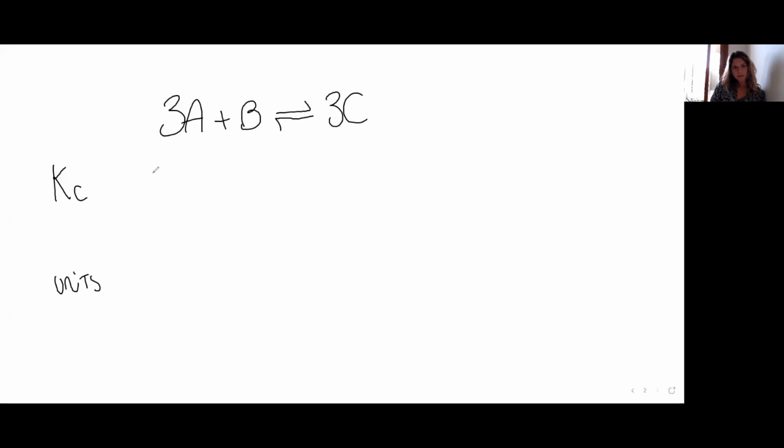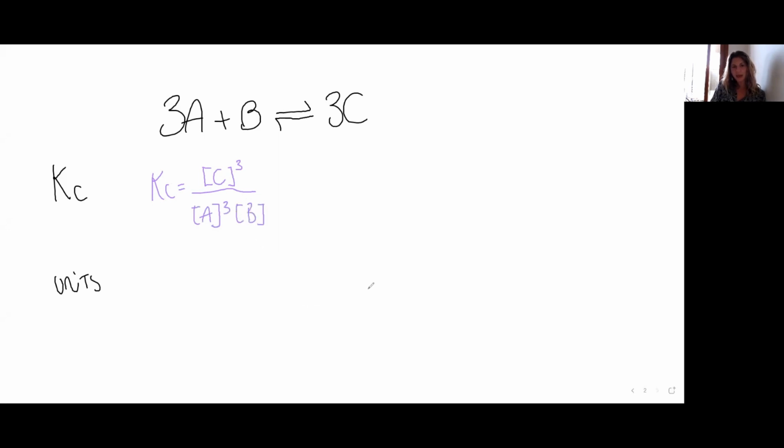Let's say that we have another theoretical equation, 3A plus 1B to give, let's say, 3C. I would like you to write down the Kc and work out the units of this Kc. So Kc, always products over reactants to the power of their stoichiometric coefficient, so concentration of C to the power of 3 divided by concentration of A to the power of 3 times concentration of B.